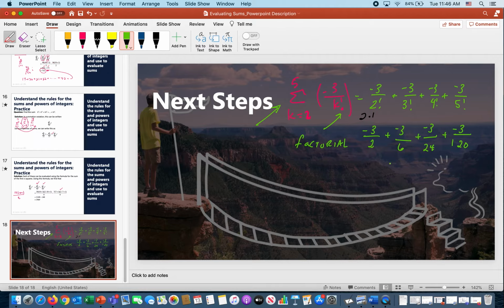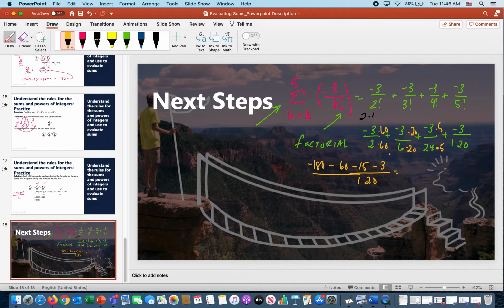Now, here's the thing. You've got to add these together. You've got to get a common denominator. And it turns out that 120 is going to be that common denominator. So I'm going to multiply 24 by 5 and that by 5. Here I'm going to multiply 6 times 20 and 3 times 20. And then this last guy I'm going to multiply by 60 and 60. So my common denominator is going to be 120, and up top I'm going to have -180 minus 60 minus 15 minus 3. If I combine all of that together, I'm going to get that final answer.